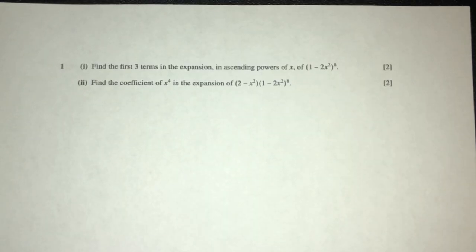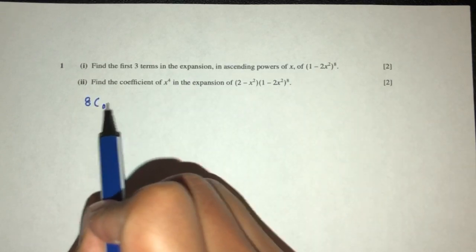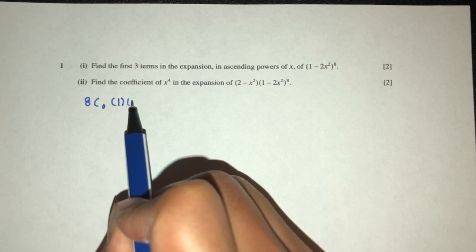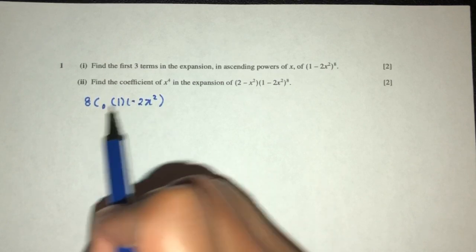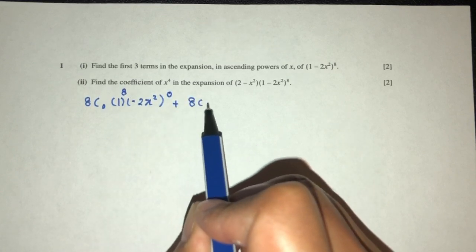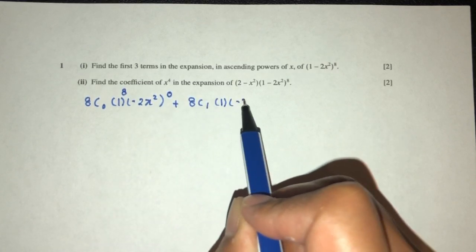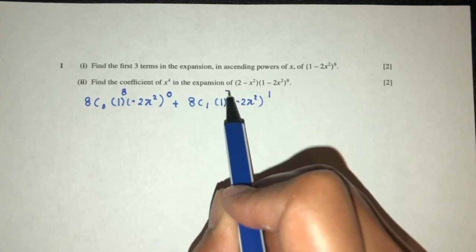So in this question we have to find the first three terms in this expansion. Pretty easy. The first term will be 8 choose 0. Here we have first term is 1. Then we have minus 2x squared, right? This 0 will be 0 as well. This should be 8. Now the second term will be 8 choose 1, that should be 1, minus 2x squared. Here we have 1, that will be 1, and 8 minus 1 is 7.